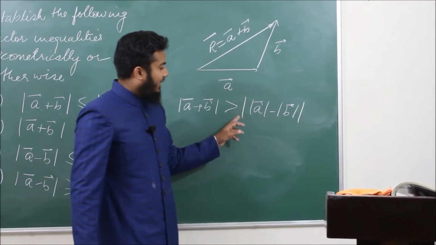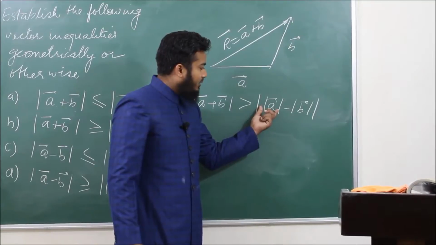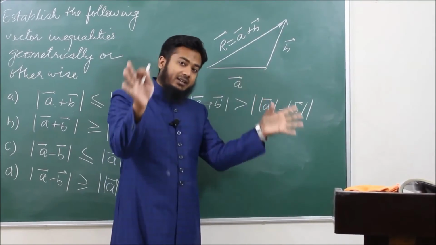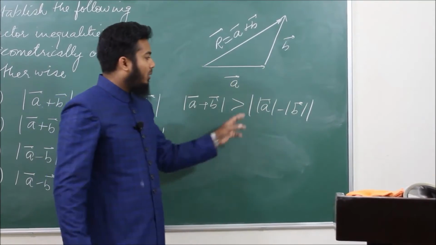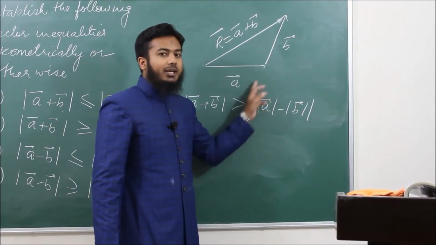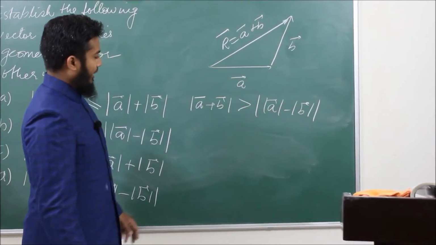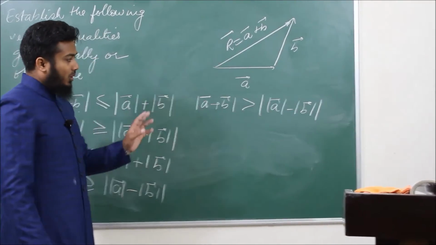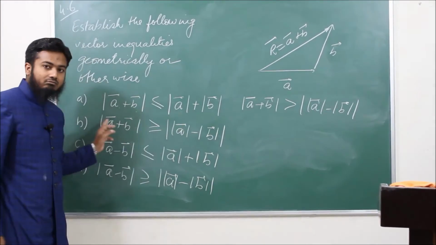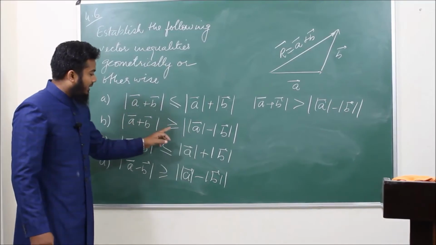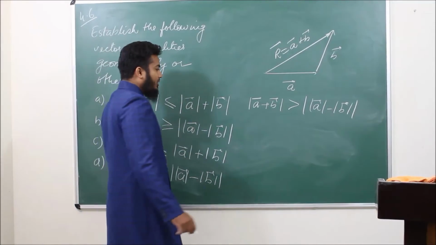See here, this is magnitude of A minus magnitude B, and then the magnitude of the whole A minus B. That means you are getting a positive value; you are calculating the difference of lengths. Now, when is this equal? When does the equality sign come into the picture?